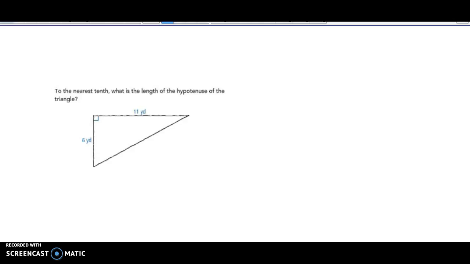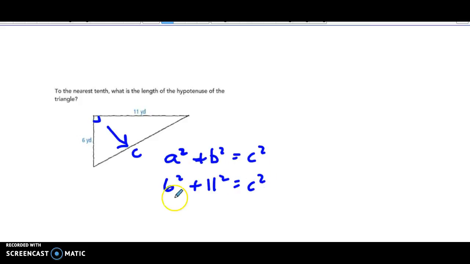Okay, sometimes to the nearest tenth, we're going to have to find out the length of the hypotenuse of a triangle because not every number is a perfect square. So I can still, because this is a right triangle, use a squared plus b squared equals c squared and substitute what I know. I know that I'm missing the length of my hypotenuse because this is the side that's across from the right angle. So I substitute the lengths of my legs into the equation. And now I simplify.